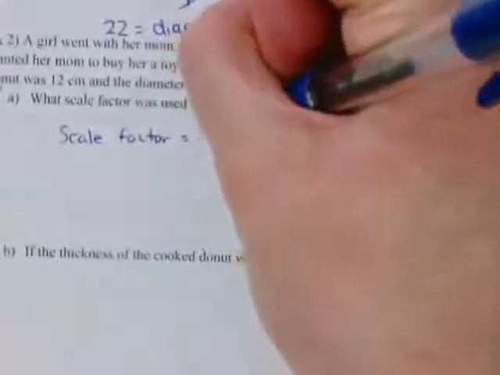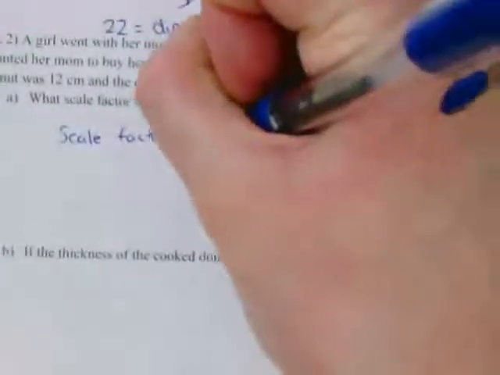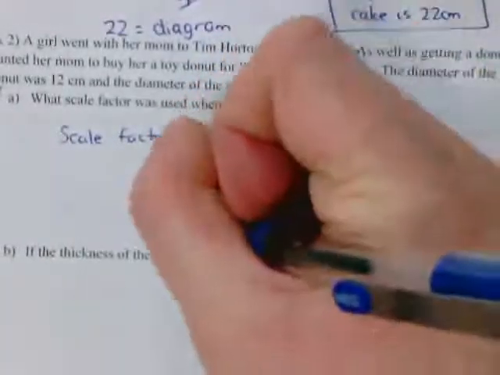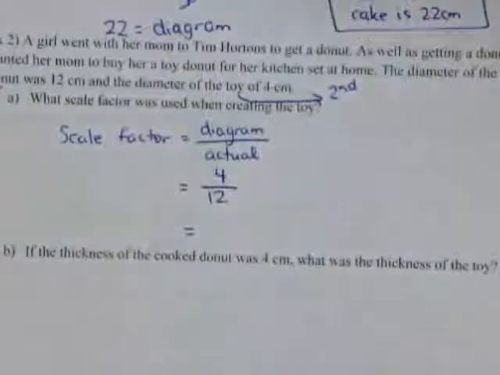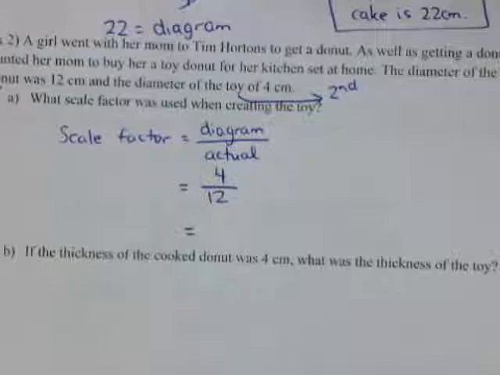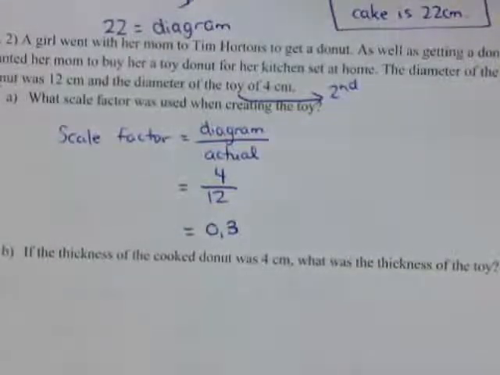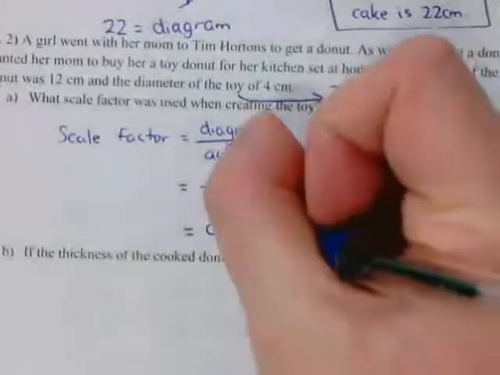Okay, so scale factor equals diagram, which is your second, over your actual, which is your first. So this means that it is 4 divided by 12. Now, be very careful when you're doing this kind of fraction. Do not give this as an answer. That is incorrect.